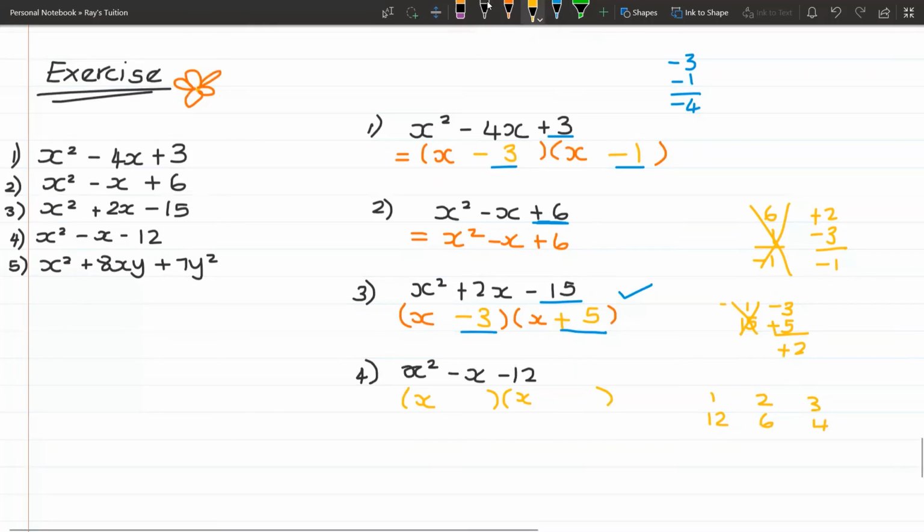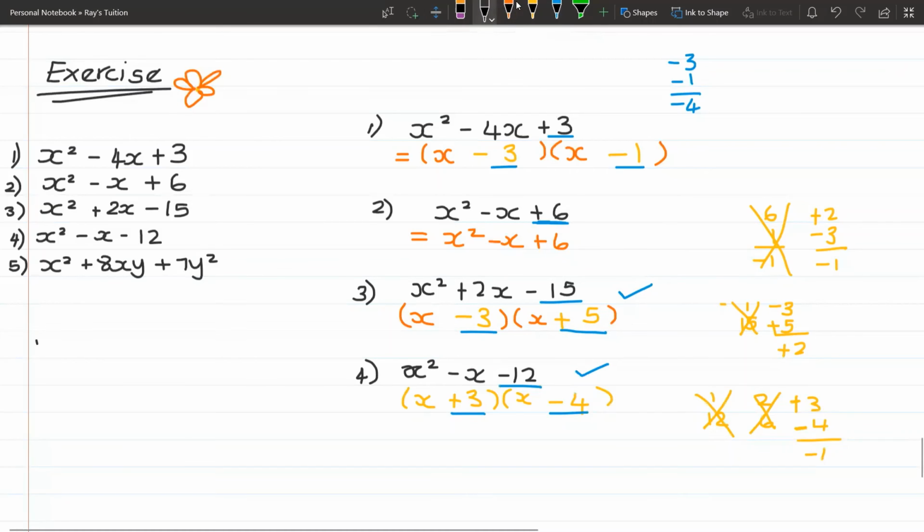So we would like a minus 1. So there's no way 12 and 1 are going to give us minus 1. The numbers are too far apart. 2 and 6 cannot give us minus 1. But here, 3 and 4 can give us minus 1 if we have minus 4 and a positive 3. So there our factors are plus 3 and minus 4. What we need to do is do our check. So positive 3 times negative 4 gives us our negative 12. So that one there is correct. Let us do the next one.